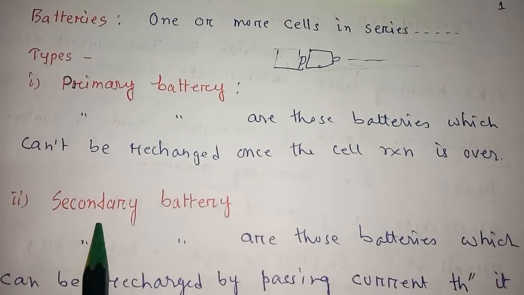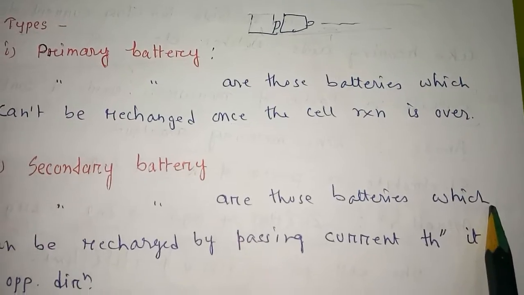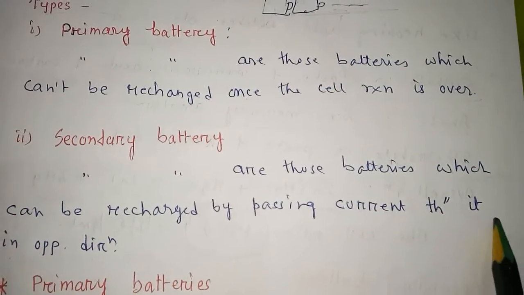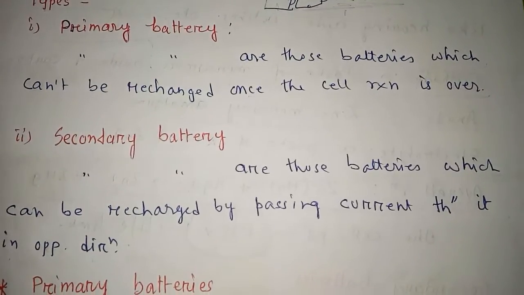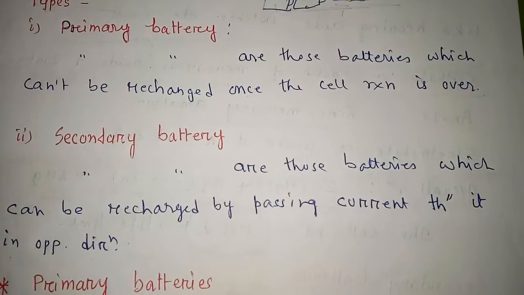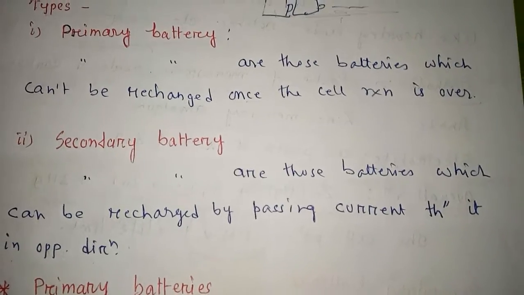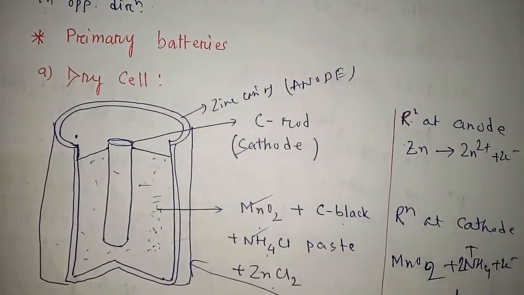The second type is secondary batteries. Secondary batteries are those batteries which can be recharged by passing current through them in the opposite direction. Secondary batteries, like the ones in inverters, can be recharged again and again. So this type of battery is called a secondary battery. Now we are taking the primary batteries.